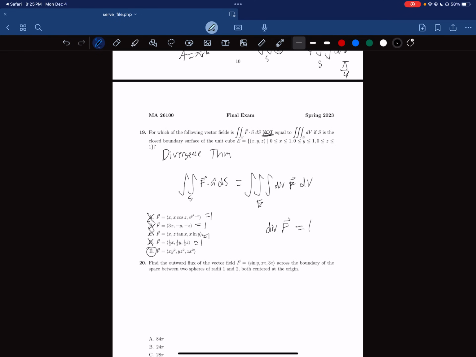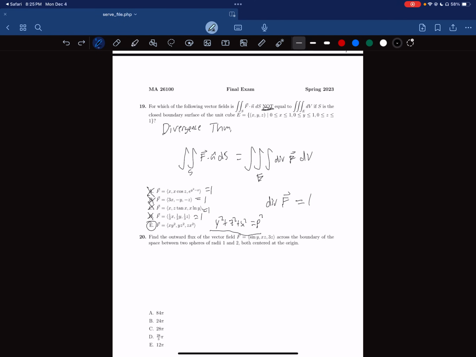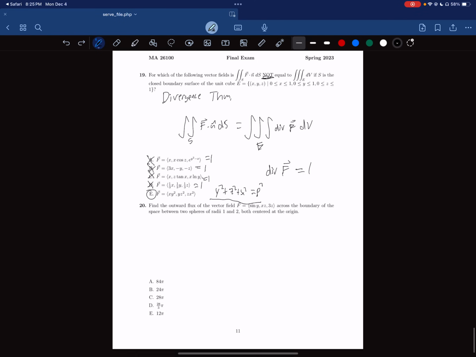Let's just check. We're going to get y squared plus z squared plus x squared, and that is not necessarily 1. That is equal to just r squared, or rho squared more specifically. Okay, we are deleting everything. And that is our answer here, because we're also on the unit cube, so it doesn't really make sense that we're having a sphere here. So E is our answer, and we checked out all our other answers. The divergence equaled 1, so yeah.